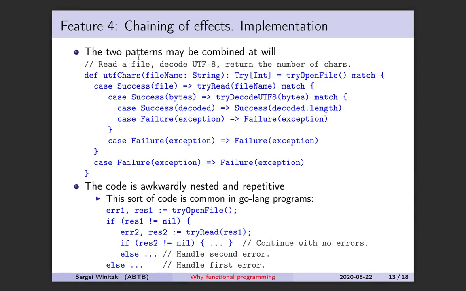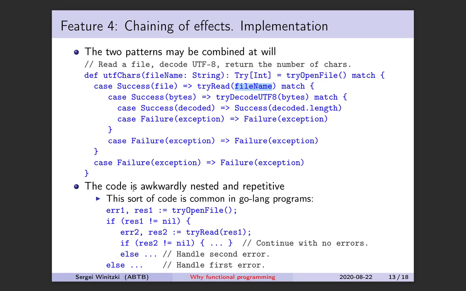And you can combine these patterns at will. So here's an example. You read a file, you decode its text in UTF-8, and you count the number of characters. So first you have this opening, which could fail. If it succeeds, then you try reading it, which could fail. If it succeeds, then you decode UTF-8, which could fail. If it succeeds, then you return the length. And otherwise, you just keep failing. Now, with this code, I believe there might be a mistake here. It could probably not be a file name here, but a file, well, it doesn't really matter. I will fix that in the slides.